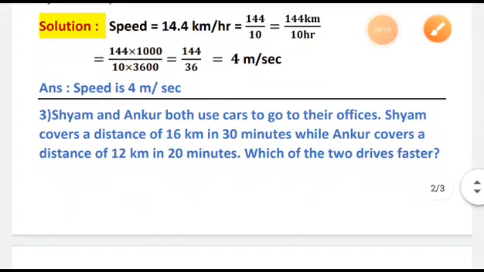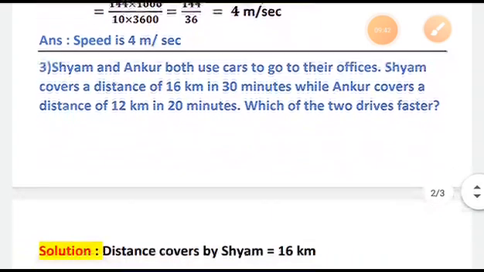Next you have a word problem. Shyam and Ankur both use cars to go to their offices. Shyam covers a distance of 16 km in 30 minutes while Ankur covers a distance of 12 km in 20 minutes. Which of the two drives fast? So in order to find who is driving fast, you need to know the speed of each of them. So let us calculate the speed.